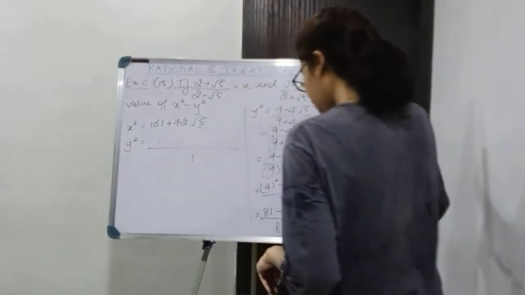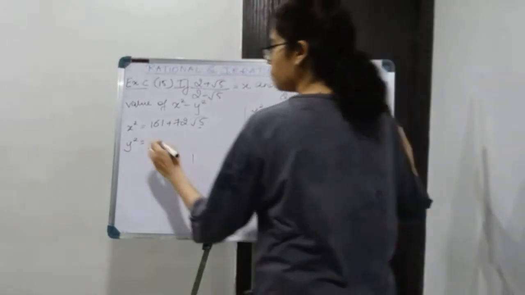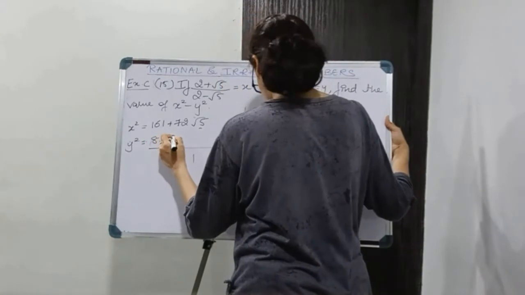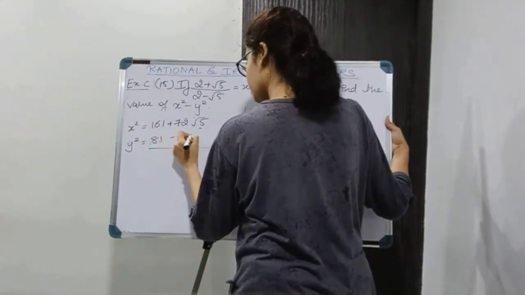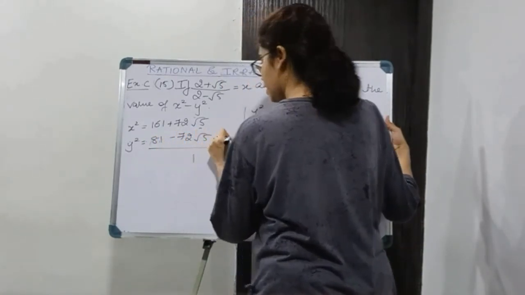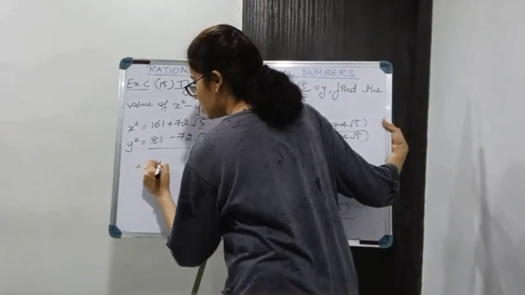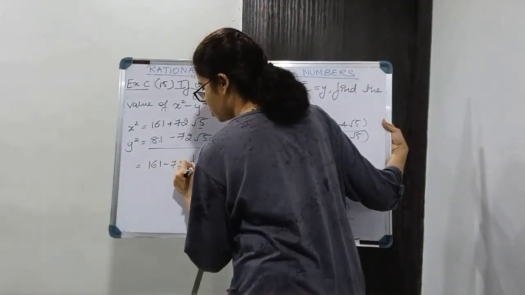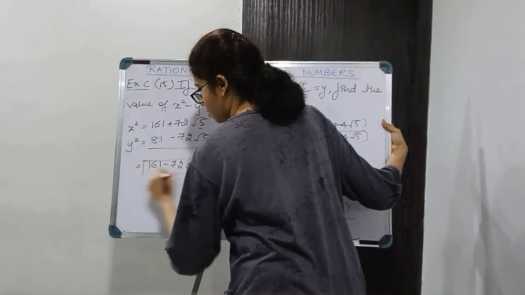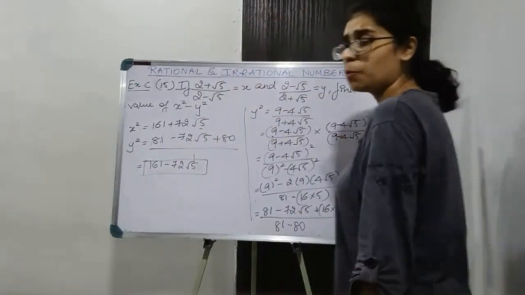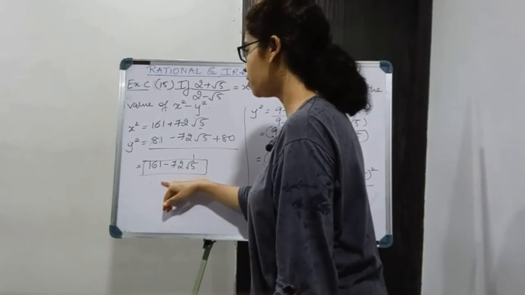Denominator 1 milega. 81 plus 80 ho jayega. Right? 16 into 5 will give 80. So it is 161 minus 72 root 5. Okay. Upon 1 hai, so we have not written 1.